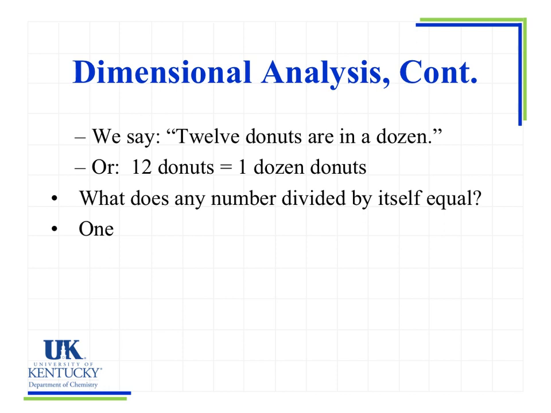Okay, for example, we say there are 12 donuts in a dozen. Or we can write it as 12 donuts equal 1 dozen donuts. Okay, so if these two are equal, and I write 12 donuts divided by 1 dozen donuts, what is the answer? I'm dividing something by itself because they're equal, right? So what's the answer? It's 1, right?